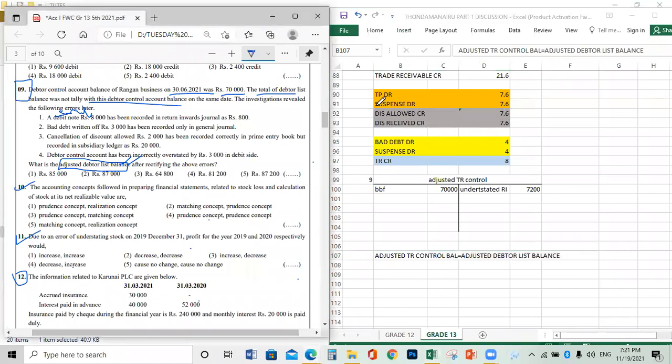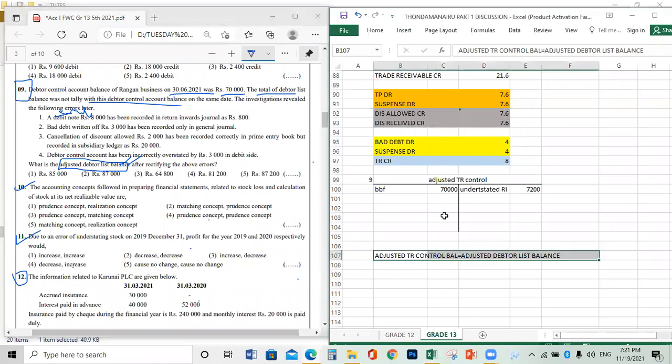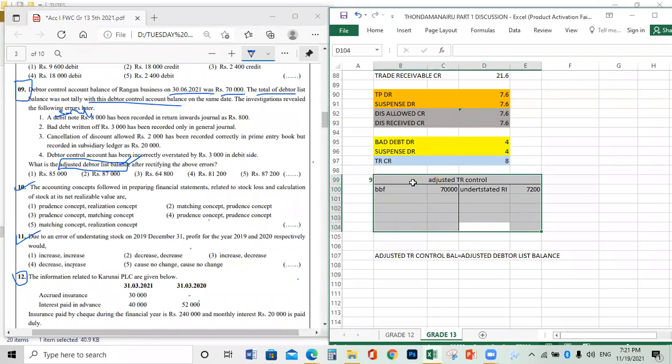Now go to the next one. Bad debt written off of 3,000 has been recorded only in the general journal. Guys, bad debt written off, you have only recorded in the general journal. Will your control account be correct or wrong? Think.